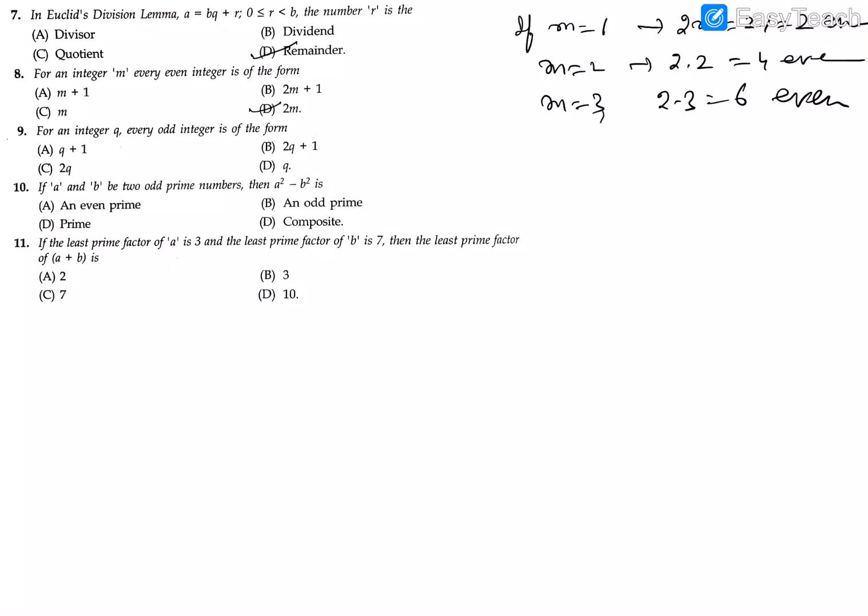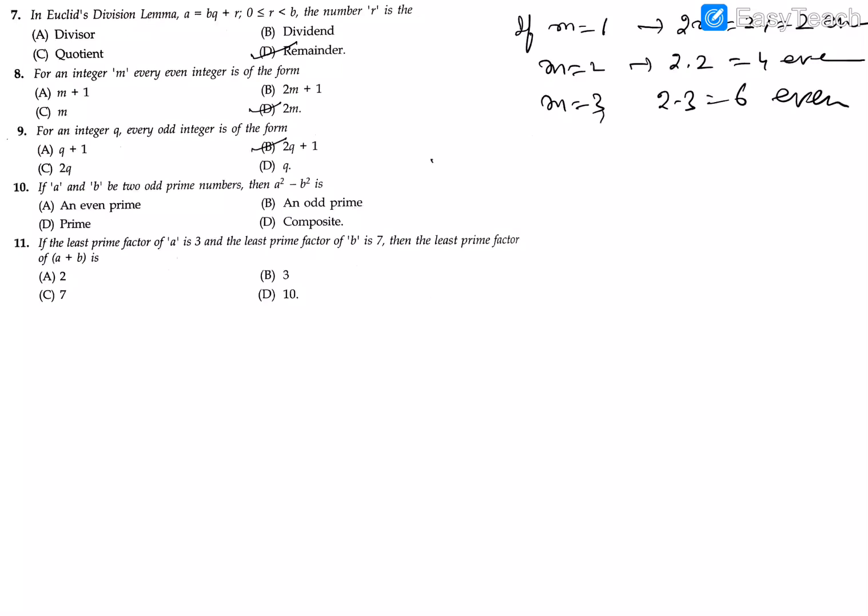For an integer q, every odd integer. In question number 8, for every integer m, every even integer is of the form 2m, and hence for an integer q, every odd integer is of the form 2q plus 1. So option B is correct.